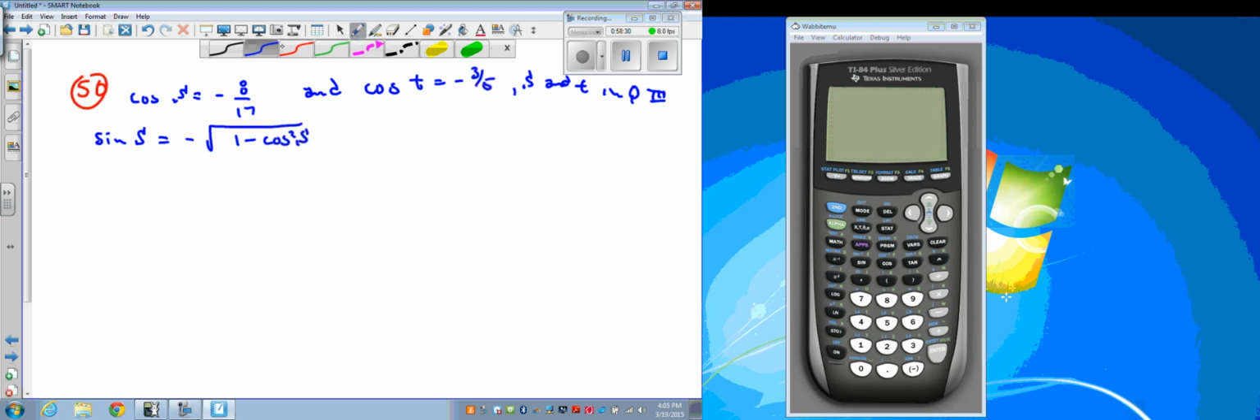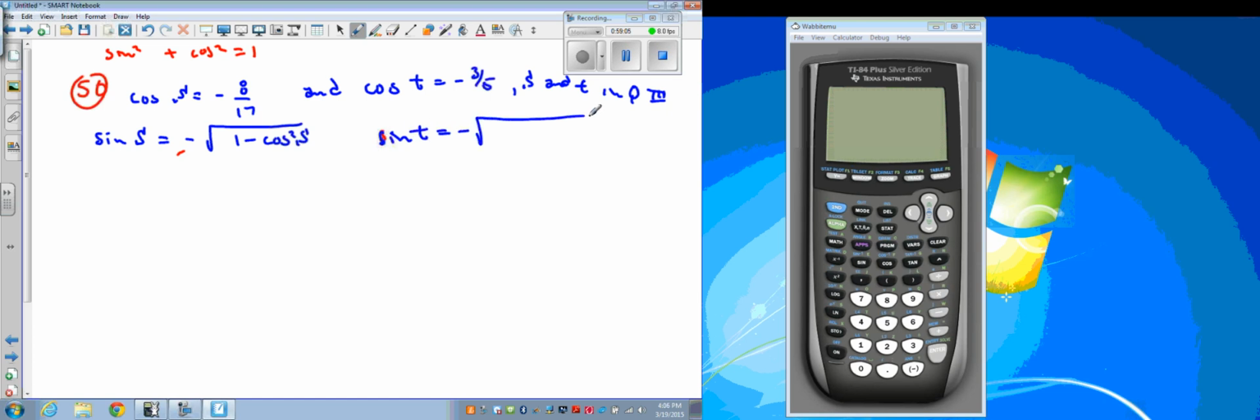See, what I'm doing is I'm starting with this thing: sine squared plus cosine squared equals 1. And then I'm getting sine by itself. And then I know it has to have a minus, right? You see, so I'd be doing the same thing over here. I'd say the sine of t is going to equal a negative square root of 1 minus the cosine squared of t.